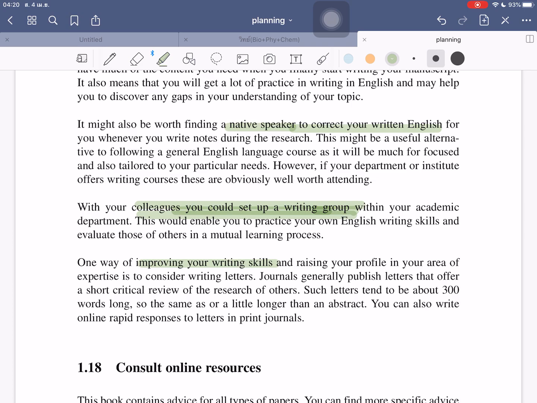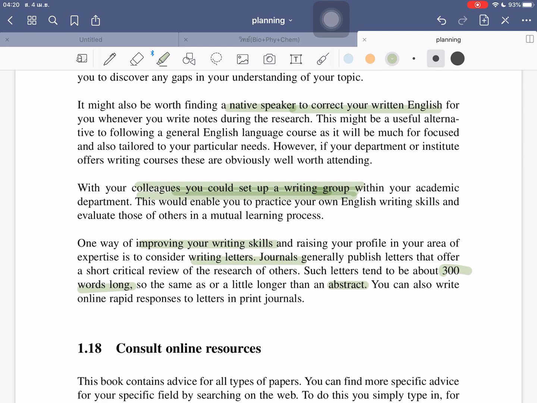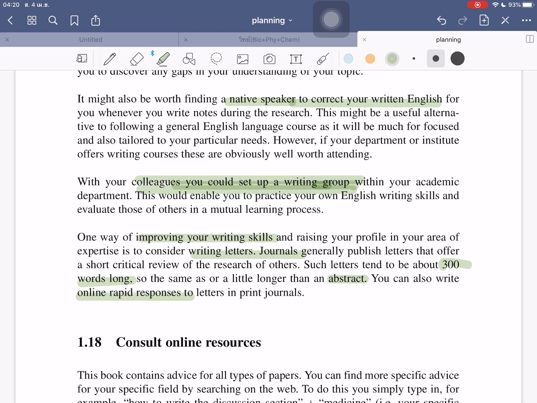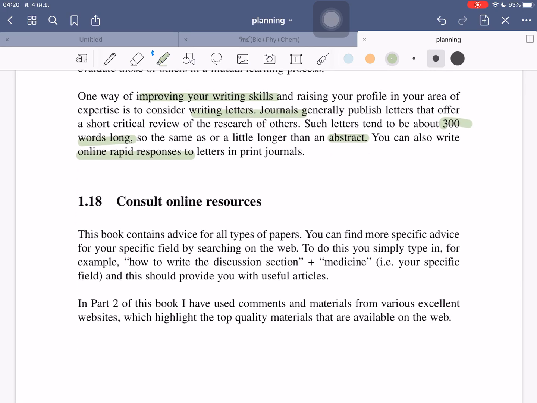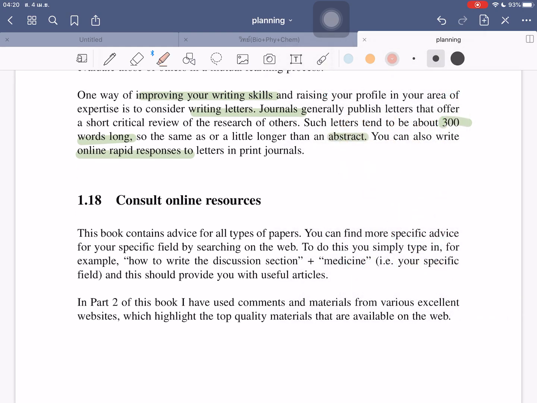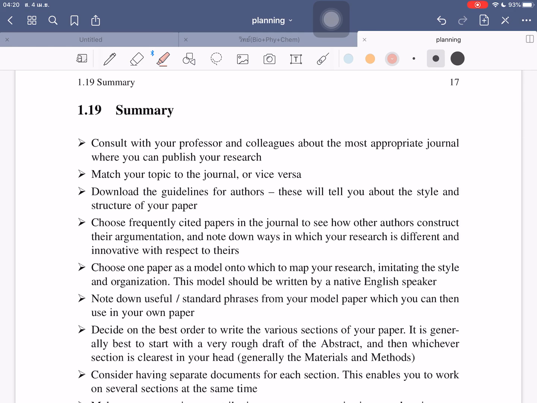and raising your profile in your area, is to write letters to journals. You can think about writing letters to journals, maybe very short letters, 200 words long. What can you write to the journal in the letters? It can be an abstract. You can write an online response to the letters. And the last part, you can consult online resources for more information.